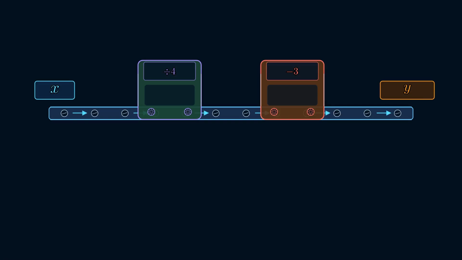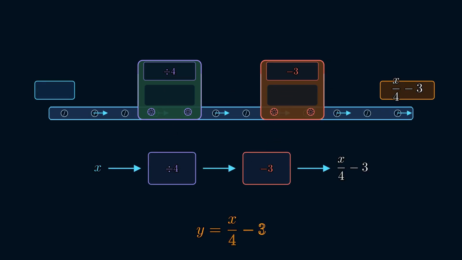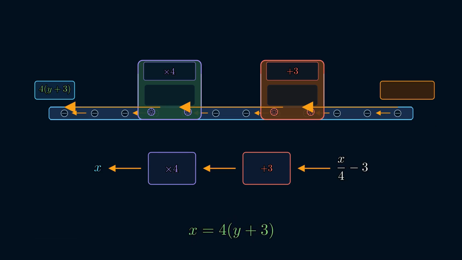Use the second algebra machine. Start with x. Dividing by 4 gives x over 4. Subtracting 3 gives x over 4 minus 3. So y equals x over 4 minus 3. Now reverse it. Start with y. Undo subtract 3 by adding 3. That gives y plus 3. Undo divide by 4 by multiplying by 4. So x equals 4 times the bracket y plus 3.